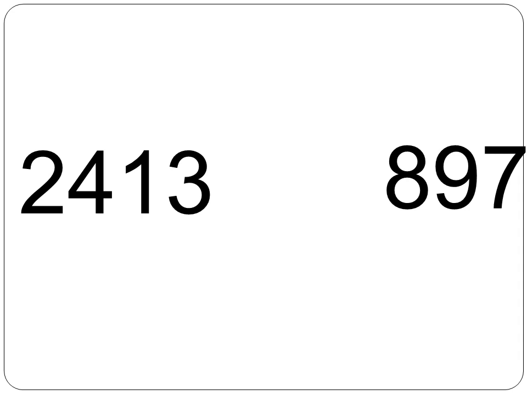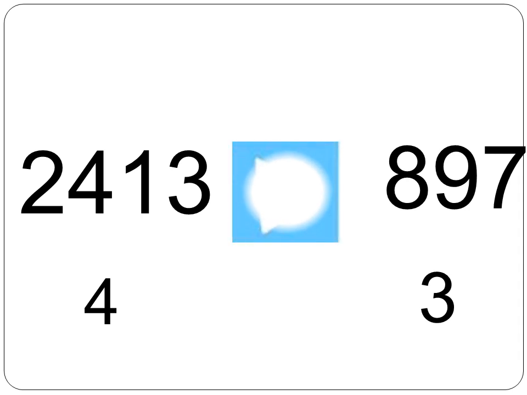In 2413, how many digits are there? There are 4 digits. And how many are there in 897? There are 3 digits. So, 2413 is greater than 897.